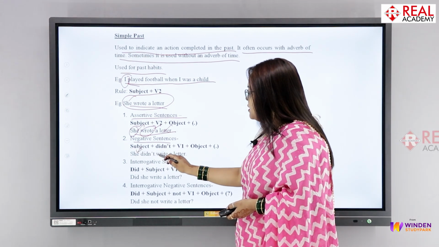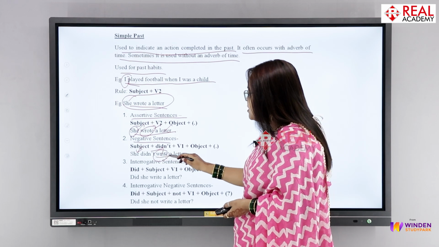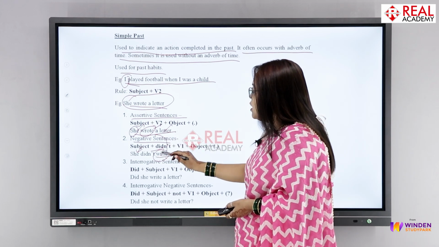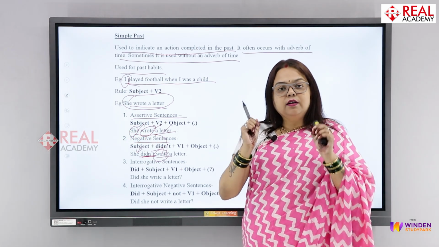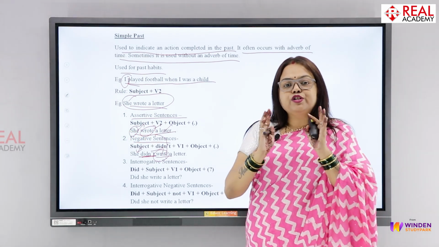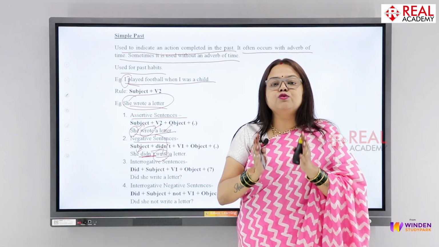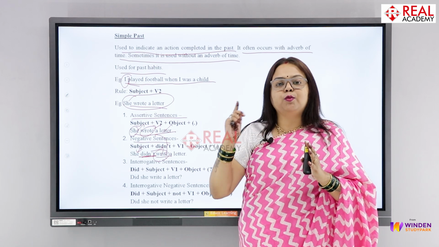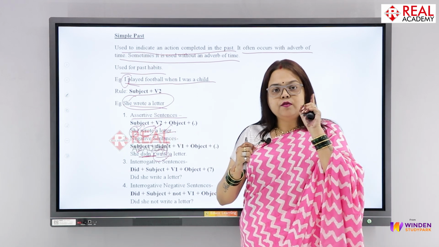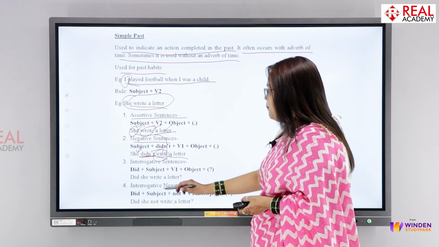Moving on to the negative sentence: She did not write a letter. She, the subject, plus did not plus write. Why have we used write here in place of wrote? Because we have already put did, the auxiliary verb, which indicates the action that happened in the past. So, when we have already used the auxiliary did, we are not supposed to use the second form of the verb; rather, we have to use the first form of the verb. So we have used write, a letter, the object.